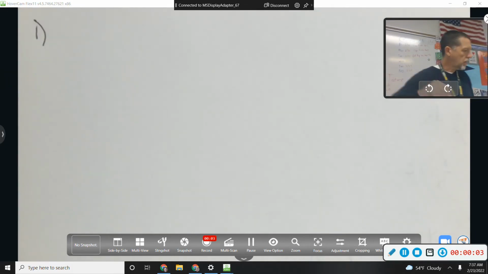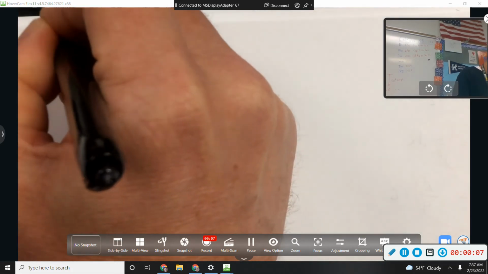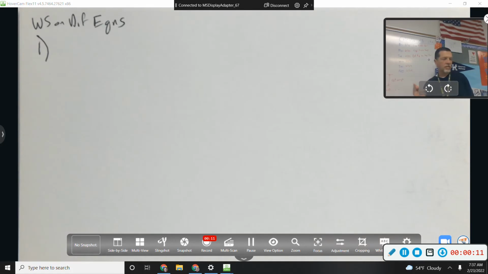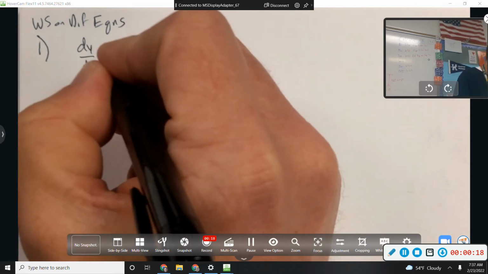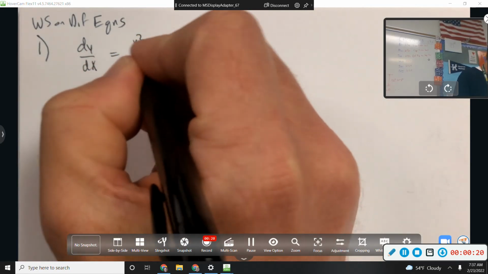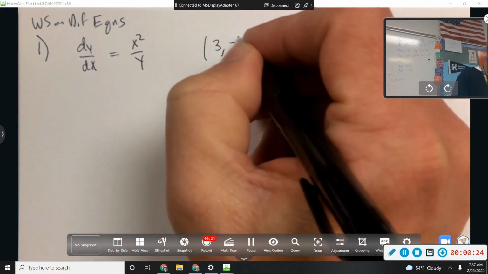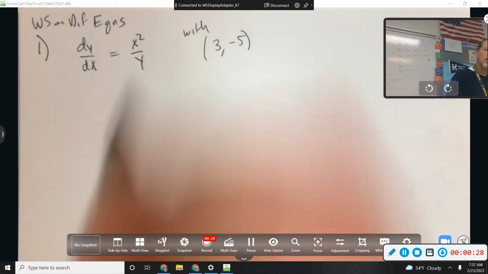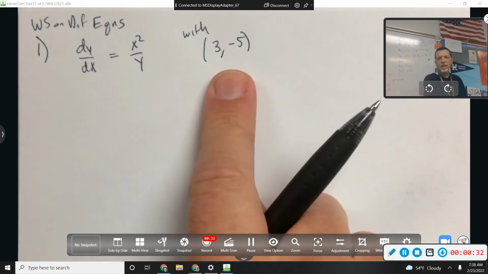All right, looking at the worksheet on differential equations. Number 1, especially concerned about the negative thing. And I do wonder if it's a plus or minus thing that maybe we forget about. dy/dx equals x squared over y, given, and I'm just going to write it as a point, (3, -5). So that's what we'll use to find c at the very end.